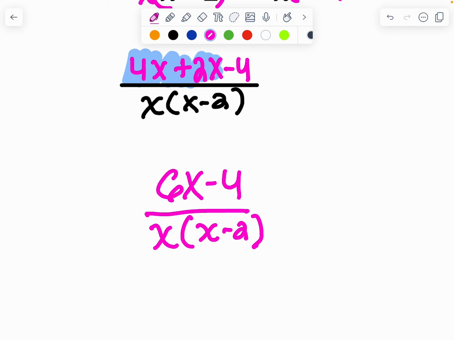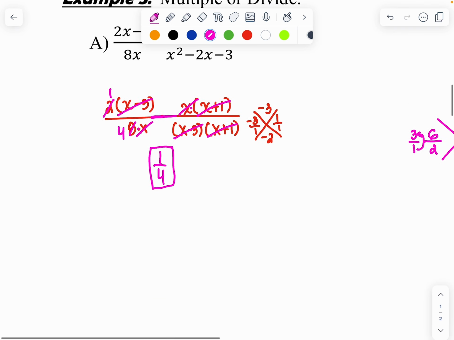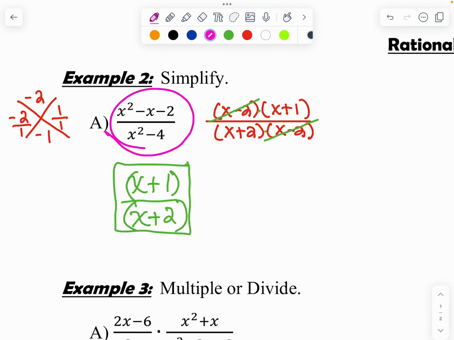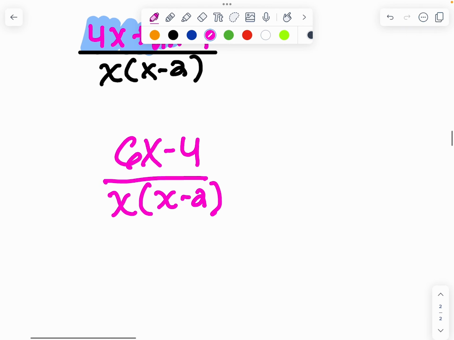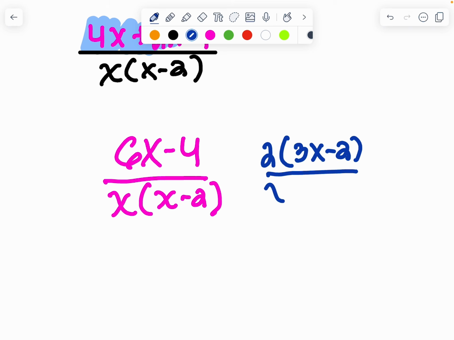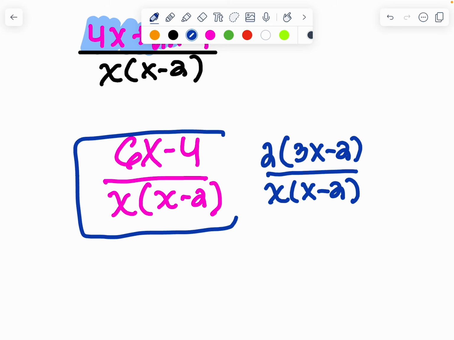Now before I box this answer, remember this section up here started off with just simplifying, right? When we have a fraction answer, we got to make sure it's simplified. In order to make sure it's simplified, we have to see if it's completely factored. The denominator is completely factored, but the numerator is not. There is a GCF of 2, and if I factor that out, that's 2 times 3x minus 2 over x times x minus 2. Well, there's no common factors, so it's not simplifiable. So either one of these answers is okay. I would just stick with your original.